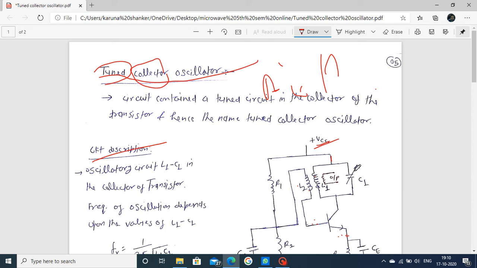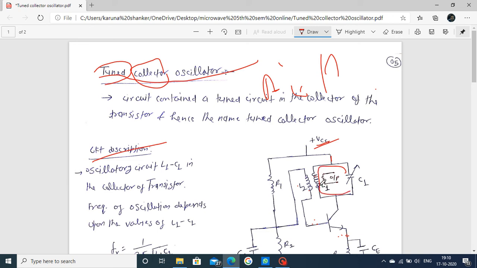You want to change or vary this arrow mark only for the purpose of changing your frequency of oscillation. Just focus only on the operation. First, switch on your VCC. Now the capacitor is charged. When the capacitor is charged, the discharge path flows through this L1.